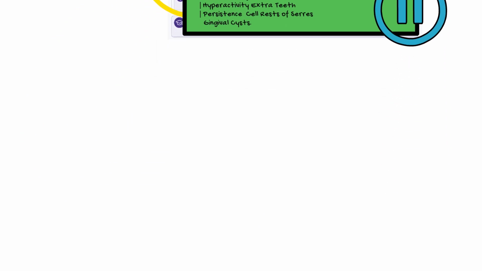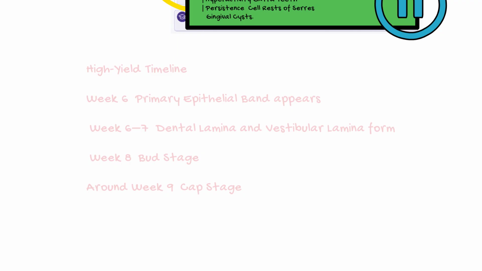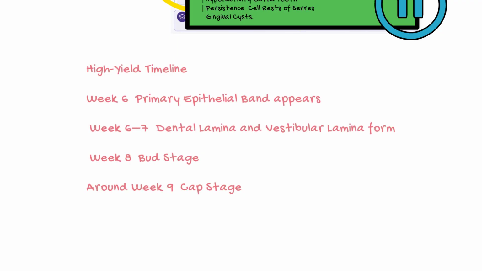High-yield timeline. Star. Week 6, primary epithelial band appears. Star. Week 6 to 7, dental lamina and vestibular lamina form. Star. Week 8, bud stage. Star around week 9, cap stage.